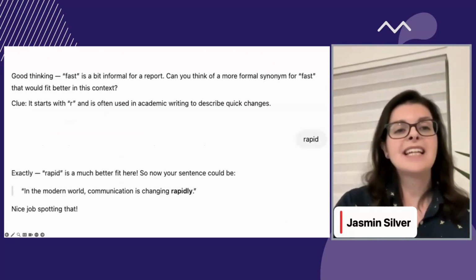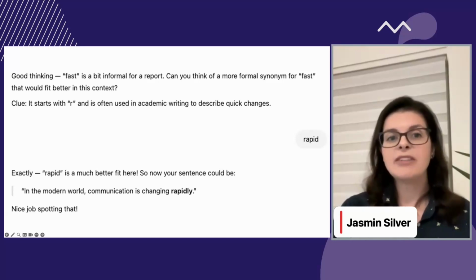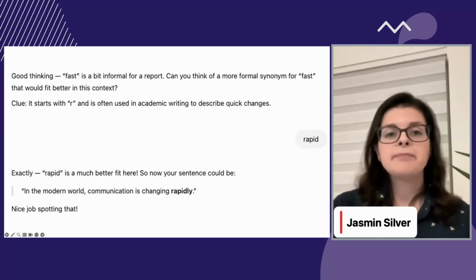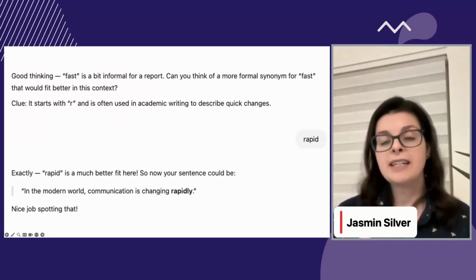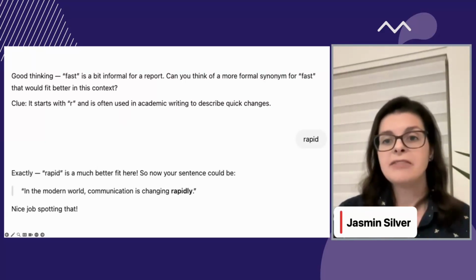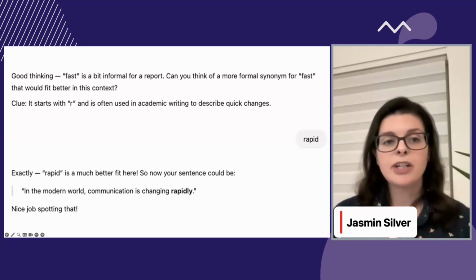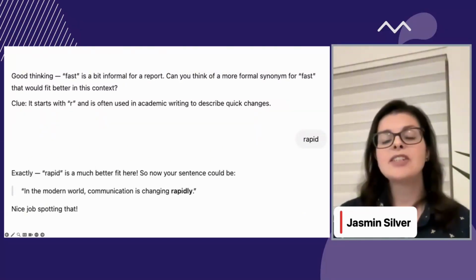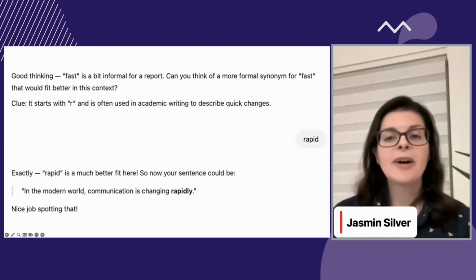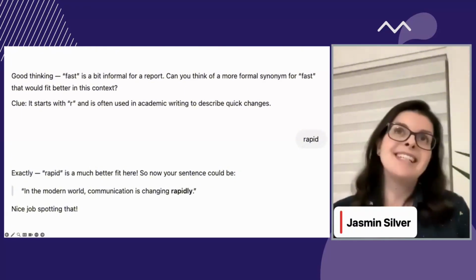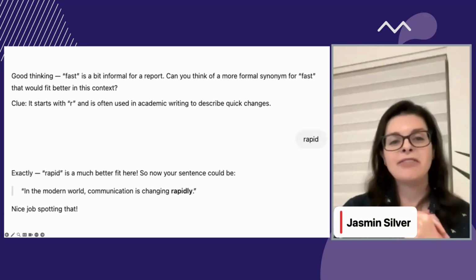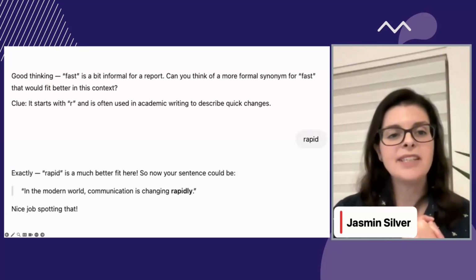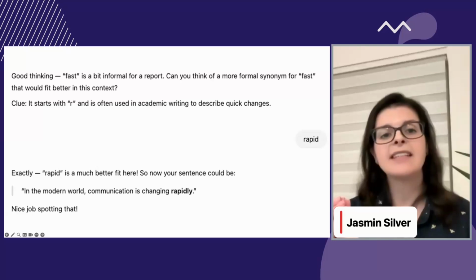And it replies and says, good thinking, fast is a bit informal for a report. But instead of then correcting it, it asks me, can you think of a more formal synonym for fast that would better fit? And again, it gives me a bit of a clue. So it starts with R and is often used in academic writing to describe quick changes. So I have a bit of a guess and say, oh, is it rapid? And yeah, exactly. Rapid is a much better fit here. So then it gives me the corrected sentence.